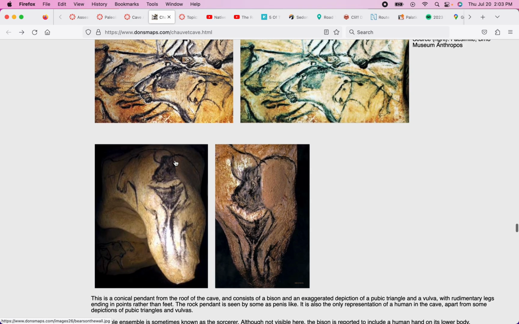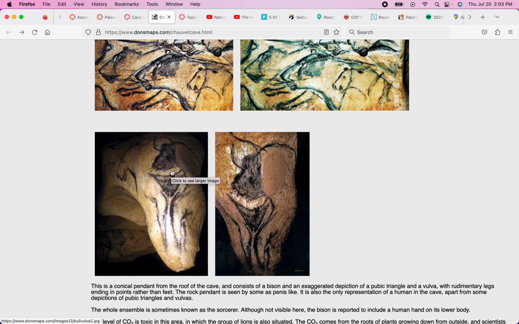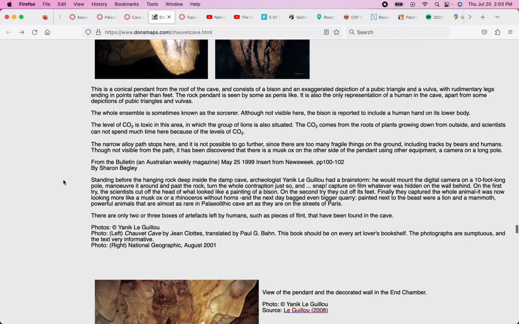And it shows that these people were very much like us. Also in this cave is the pendant. And here we're seeing the head of a cave lion, but we're seeing the genitalia of a human woman. And we're also seeing the head of a buffalo here, but the buffalo is standing up like a man, half human, half animal. This is the only human image in the entire cave. The rest of the cave is all geometric symbols and animals.